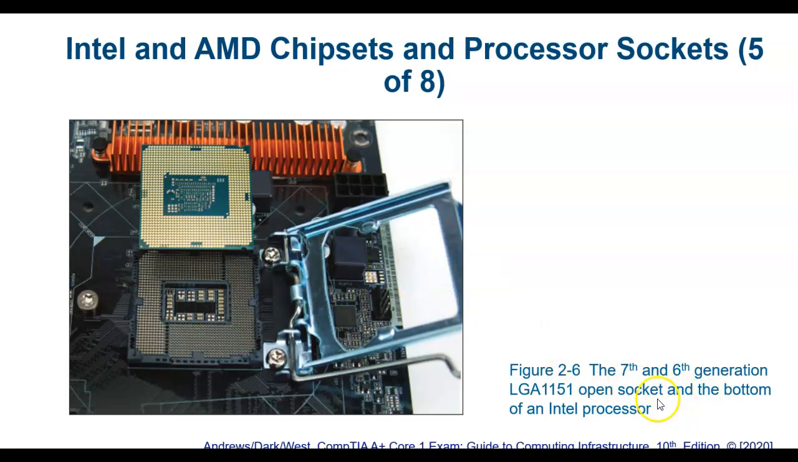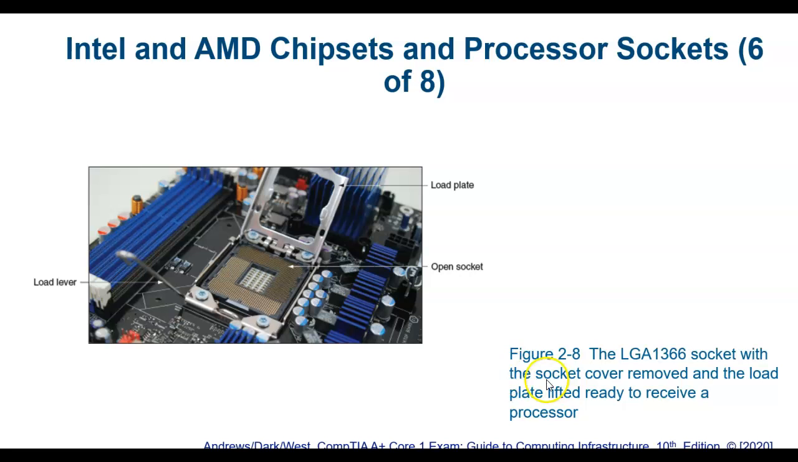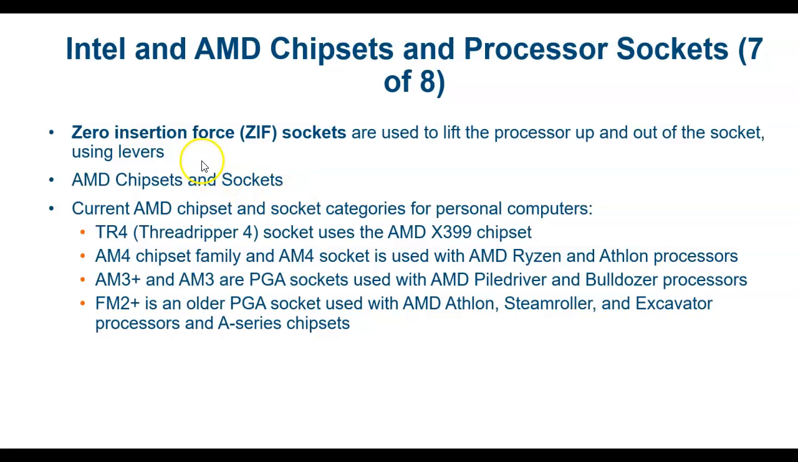Here's the 7th and 6th generation LGA. Here's the ZIF again, the socket at the bottom of an Intel processor. The LGA 1366 socket with the socket cover removed. Hold the plate, and it's ready to receive the processor. This is the ZIF right there. ZIF stands for Zero Insertion Force. Sockets are used to lift the processor out of the socket using this lever, or lock it in place.